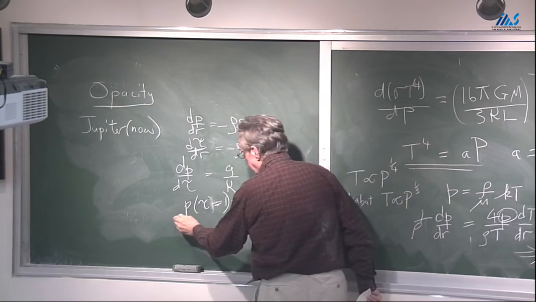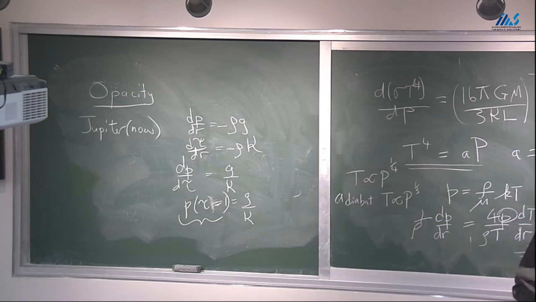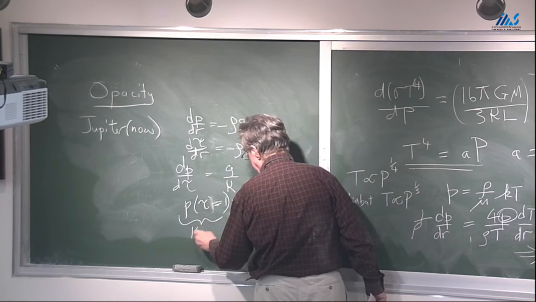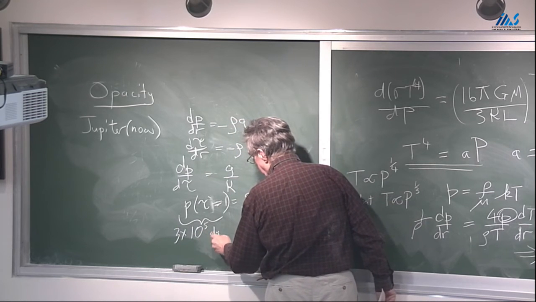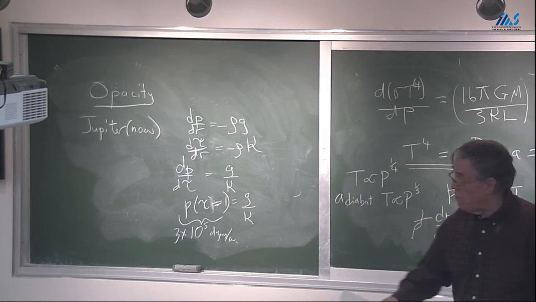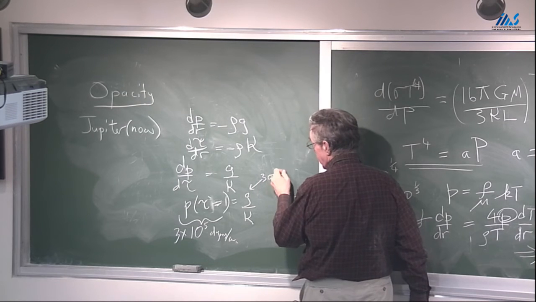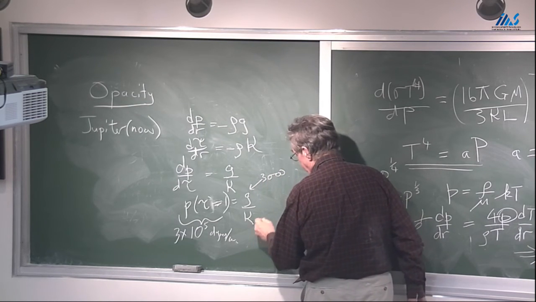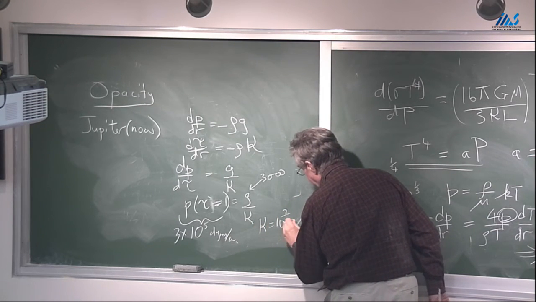And this, observationally, we know to be of order a bar, a little bit less. So this is of order 10 to the 6. It's actually more like 3 by 10 to the 5 dynes per square centimeter. So that's about a third of the pressure in this room. This thing is a few thousand. And so you can see the kappa is about 10 to the minus 2. And the units here are centimeters squared per gram.